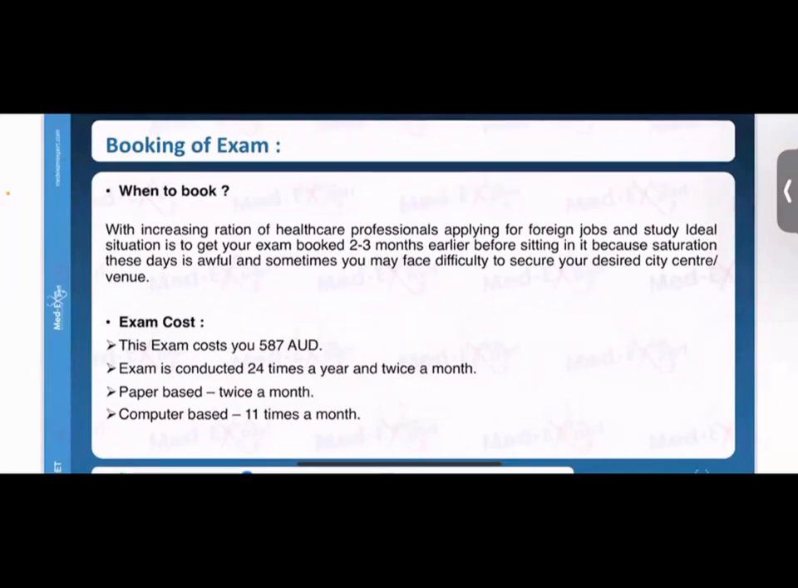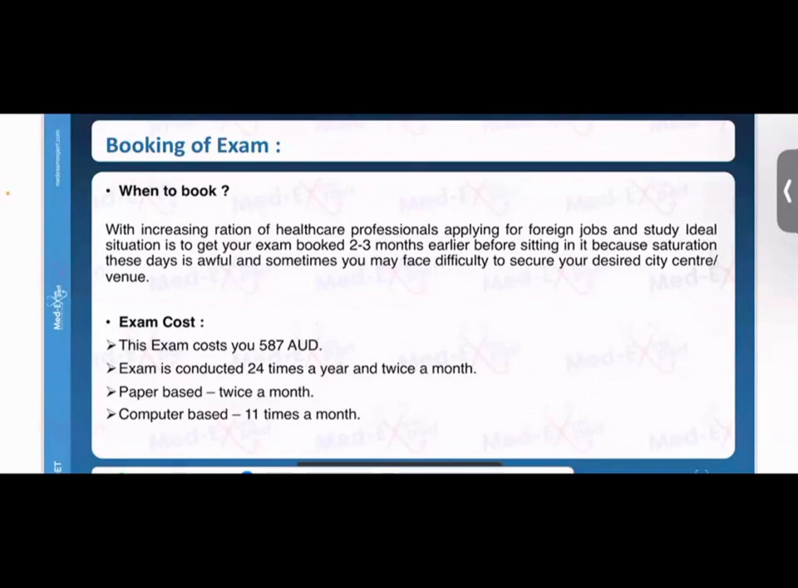Another important thing to discuss today is booking of the exam: when to book, and how to book, because a lot of aspirants don't know how they can book their OET exam. I'm going to start with a very basic thing: you have to make your login portal on the OET website, and then you have to remember your username and your password, whatever it is. Then you have to make your portal by entering your details like your name and your surname. Your ID document is very necessary.